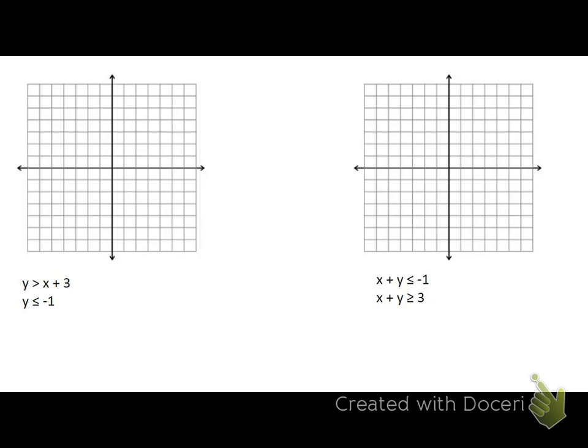Okay, so we have y is greater than x plus 3, and y is less than or equal to negative 1. So what's this first inequality written in? What form? MX plus B. Slope-intercept. Good. Mx plus b. So what do I graph first? The 3. So I graph that on my y-axis for my y-intercept. And then from there, I graph the slope, which is 1 over 1. Okay, now I have at least 3 points.